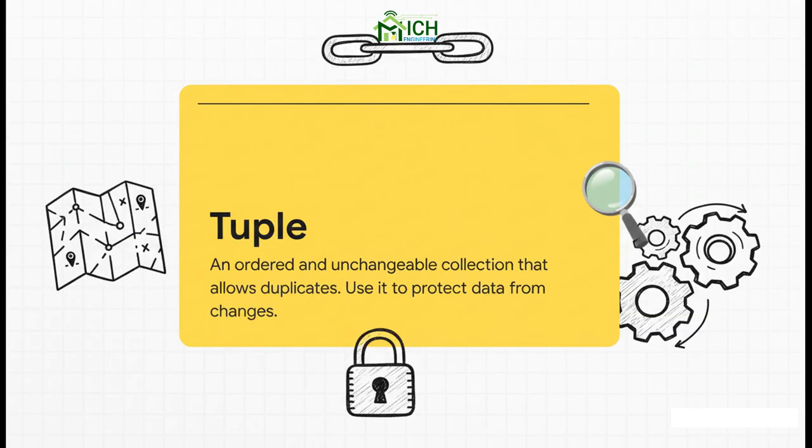But then you have the tuple. It's also ordered, but here's the crucial difference. It is unchangeable, or immutable. Once you create a tuple, its contents are literally set in stone. And this is a lifesaver when you have data you need to protect from being changed by accident, like, say, configuration settings for an app or the RGB values for a color that should never, ever change.